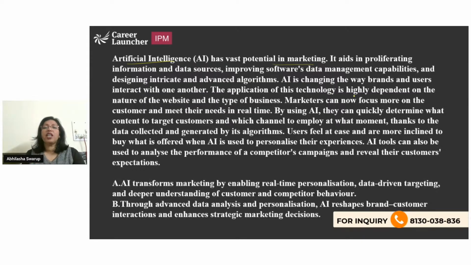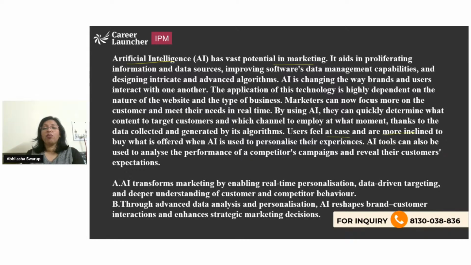The application of this technology is highly dependent on the nature of the website and the type of business. So it's very important, huh? Marketers can now focus more on the customer and meet their needs in real time. By using AI, they can quickly determine what content to target customers and which channel to employ at what moment, thanks to the data collected and generated by its algorithms.